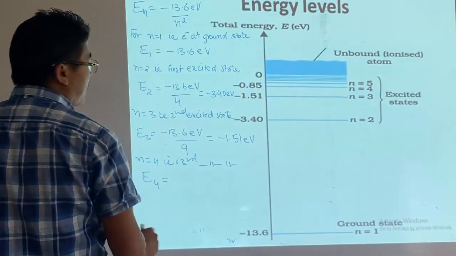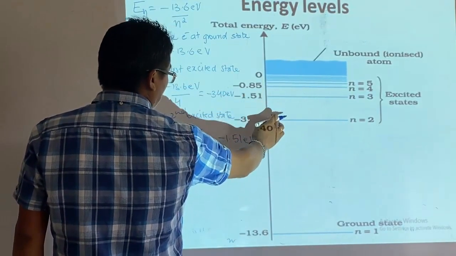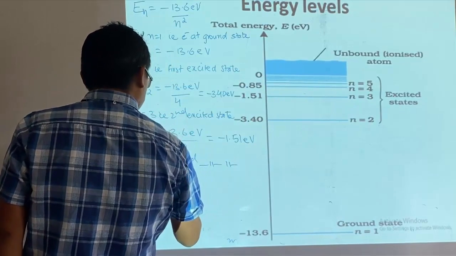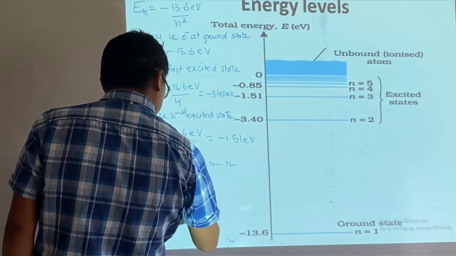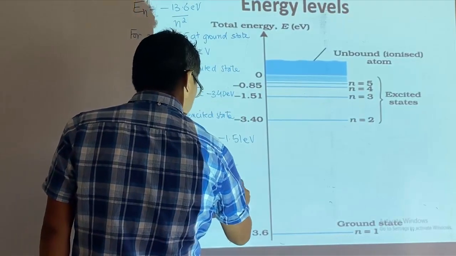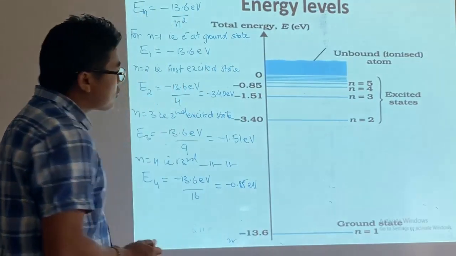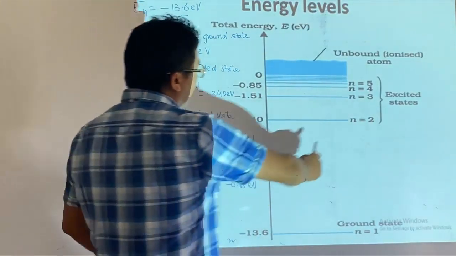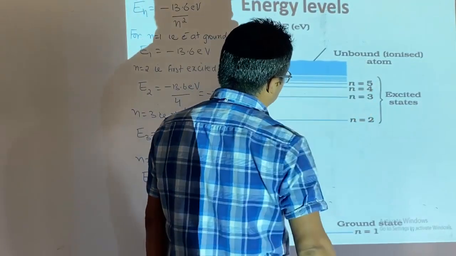This is the fourth orbit. This is the fourth. Ground, first, second, third, right? This value comes around 16, which is equal to minus 0.85 electron volt. So those are right. So this is the first excited state, second excited state, third excited state, fourth excited state, right?